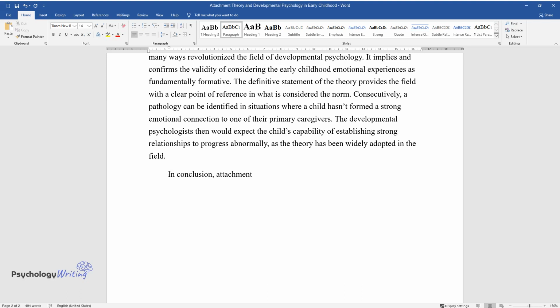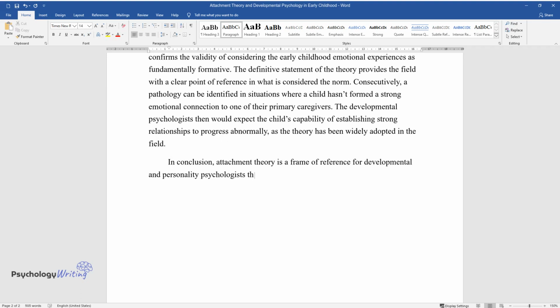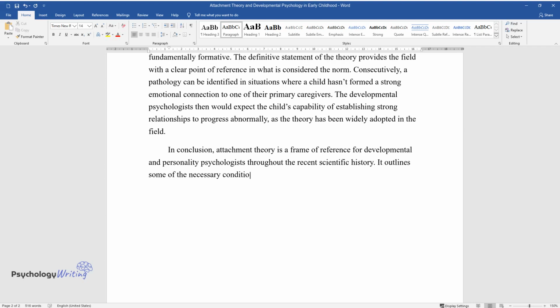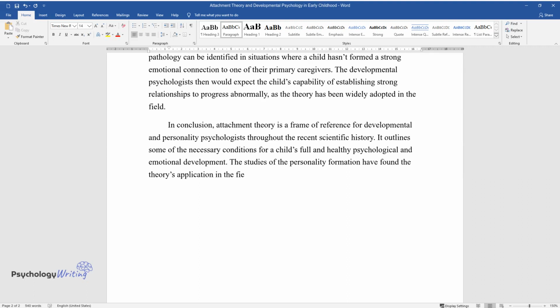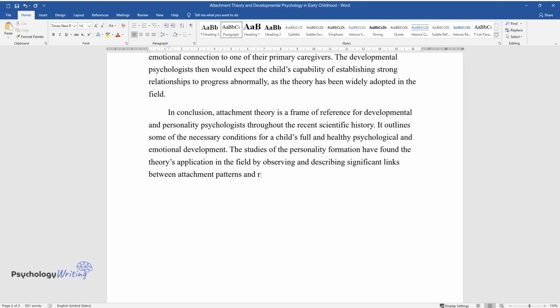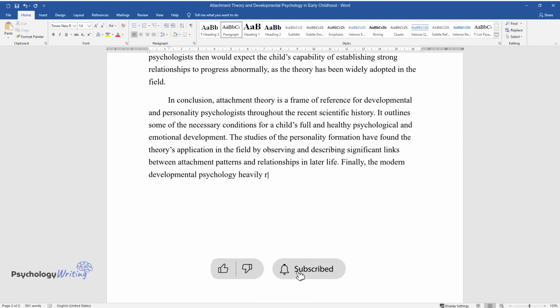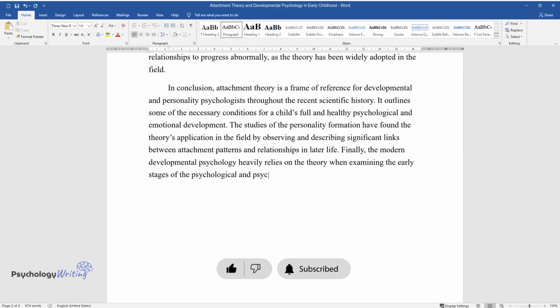In conclusion, attachment theory is a frame of reference for developmental and personality psychologists throughout recent scientific history. It outlines some of the necessary conditions for a child's full and healthy psychological and emotional development. The studies of personality formation have found the theory's application in the field by observing and describing significant links between attachment patterns and relationships in later life. Finally, modern developmental psychology heavily relies on the theory when examining the early stages of psychological and psychic development.